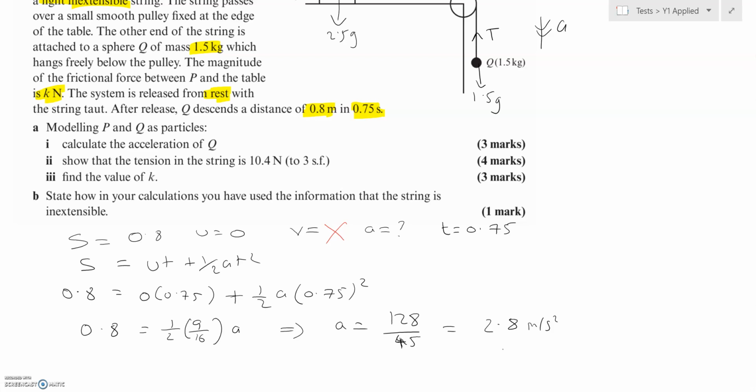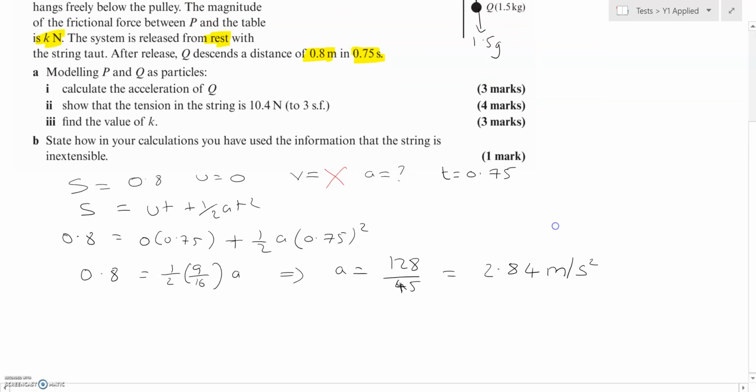Actually, just thinking, we did not use G within this whole calculation. So if you're going to give your answer in decimals, you should give it as 3 significant figures. The only time we give our answer to 2 significant figures is when we use G. So if you give it as a decimal, it's 2.84.